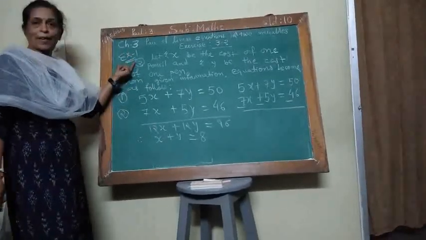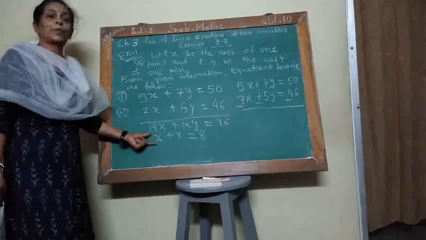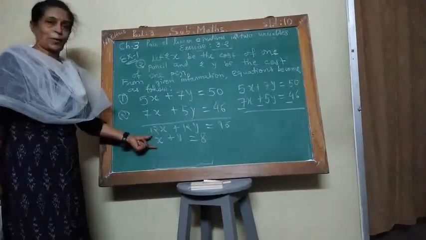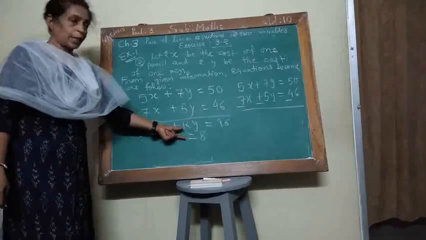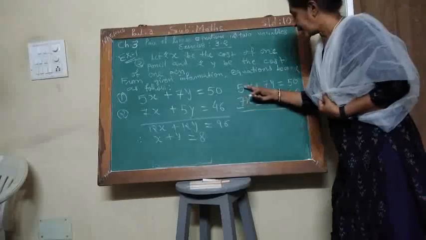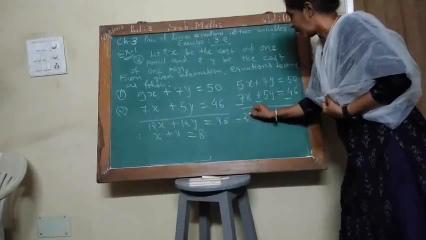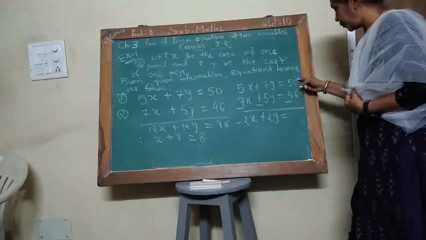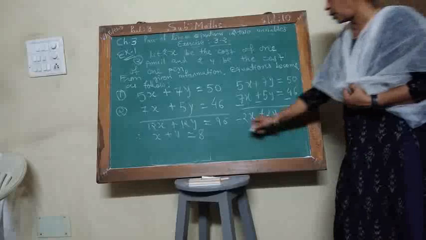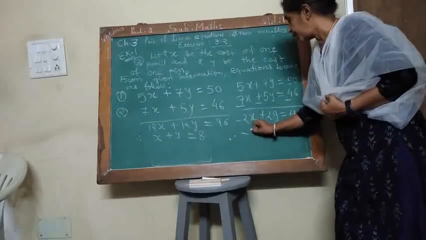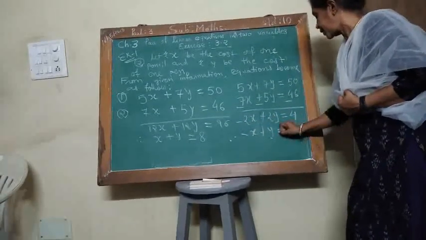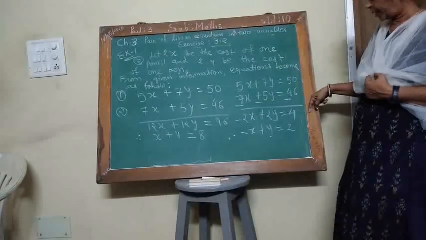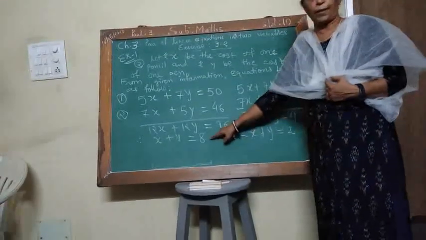In the first example we have written x plus y is equal to 10, like that or not? Now x plus y is equal to 8. Now we subtract these two equations, then we get 5 minus 7 is minus 2x plus 2y is equal to 50 minus 46 is 4. If you divide it by 2, then you get minus x plus y is equal to 2. Divide all the terms by 2. So these two equations are in very simple form.